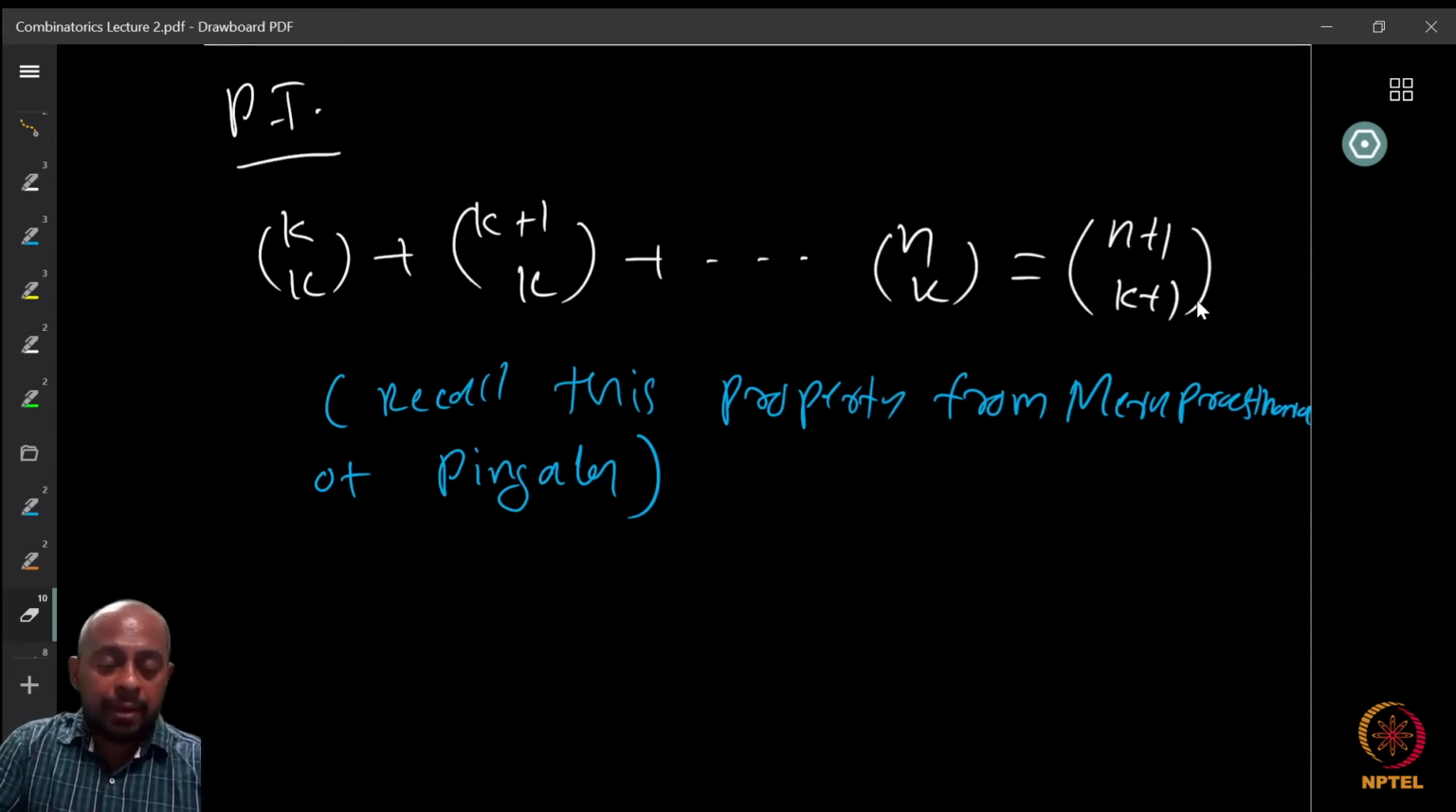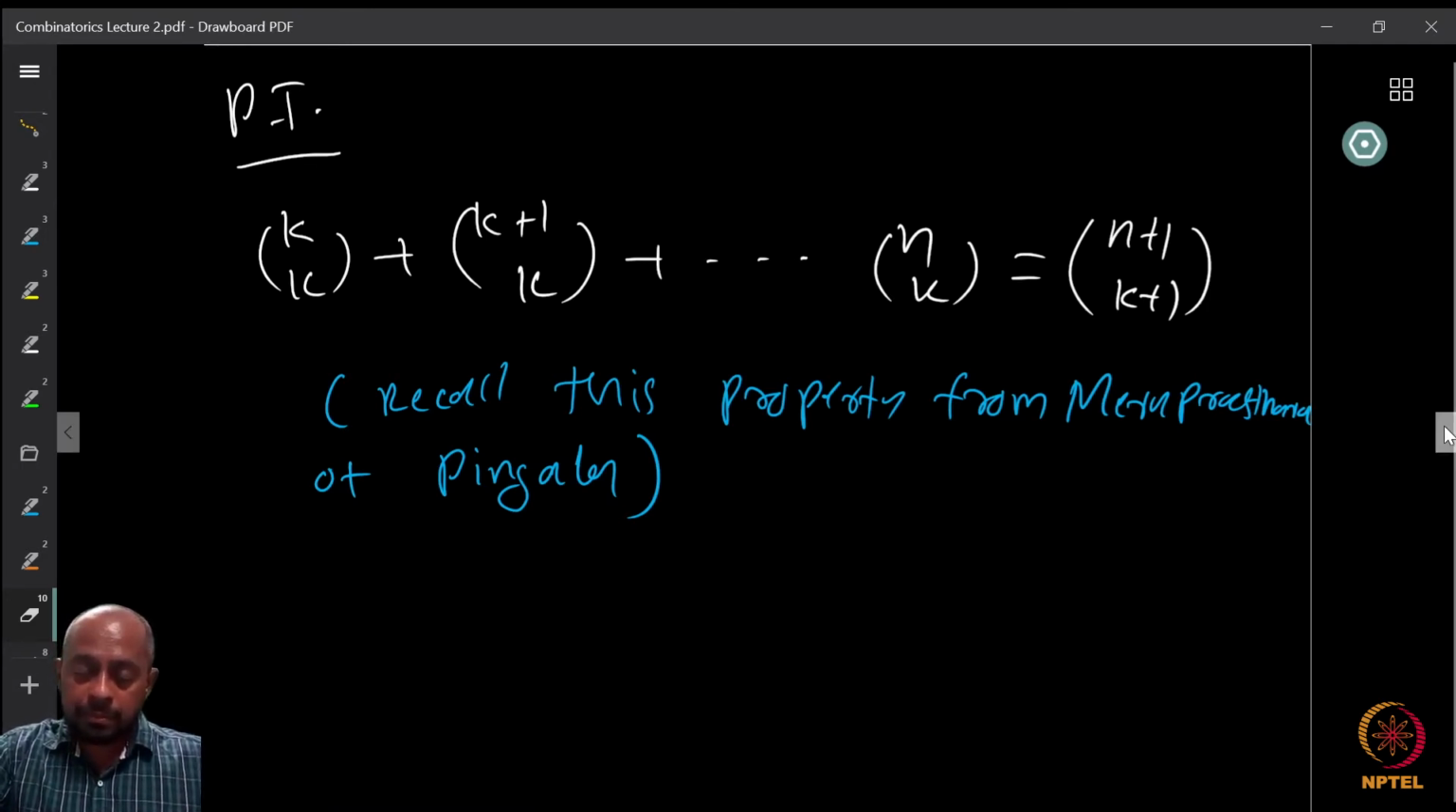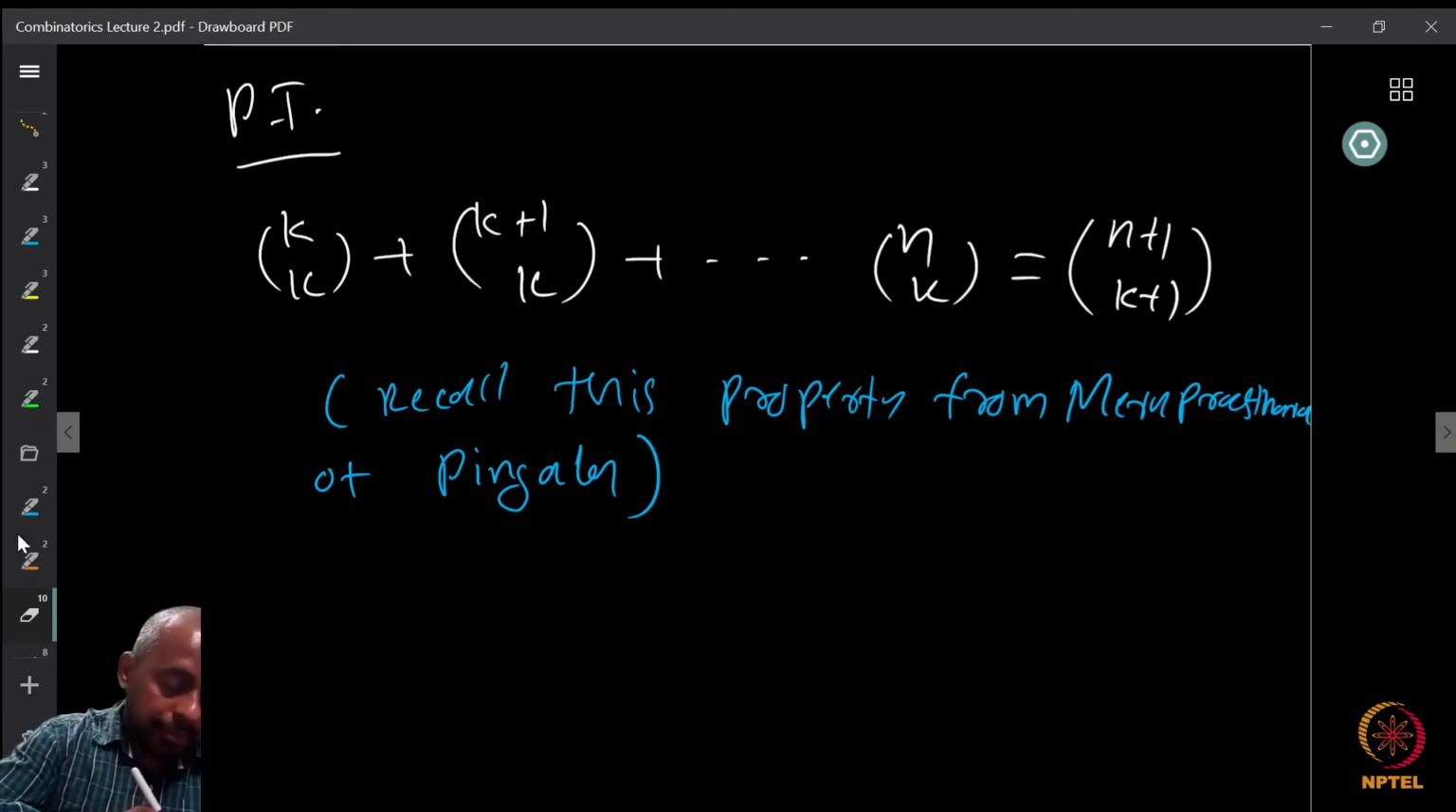So this property I want you to prove now combinatorially. Come up with a combinatorial proof of why this must be the case. So this is a homework for you. Let me also write homework in case you want to see the lecture notes. So this is homework.